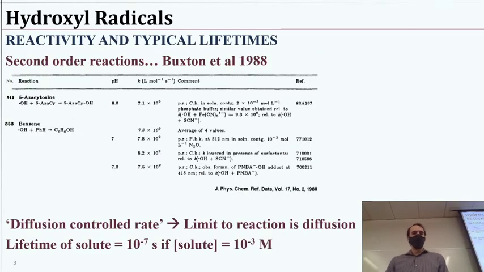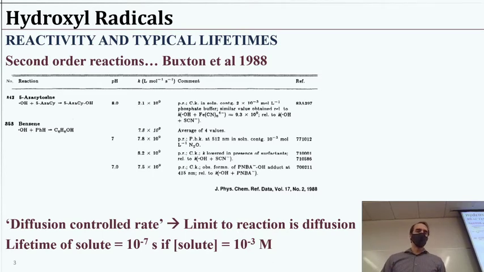Okay, so I just grabbed a couple from that paper here to show you benzene. Just as an example, the references listed were 7.8 or thereabouts times 10 to the 9th liters per mole per second. And it turns out that these are diffusion controlled rates, or we consider a rate constant diffusion controlled if the limit to how quickly it's reacting is limited by how quickly the molecules diffuse.